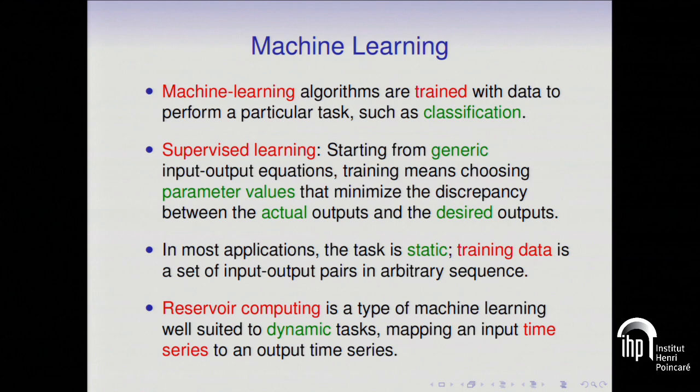And that's the training. In most applications of machine learning, I'm talking about Google and so forth, most applications are what I call static sort of tasks. You're trying to map inputs to outputs, and the order in which they come is arbitrary. If you're doing face recognition or something like that, you don't want the outputs to depend on the order in which you've received the inputs.